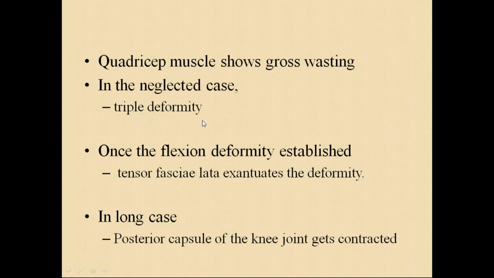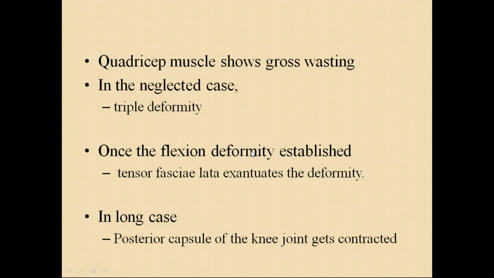We can see triple deformity in other conditions also. One is tuberculosis, another one is rheumatoid arthritis, and another is hemophilic arthritis. So in other conditions also we can see triple deformity. But this is very specific for the knee, in this one, tuberculosis of the knee joint.